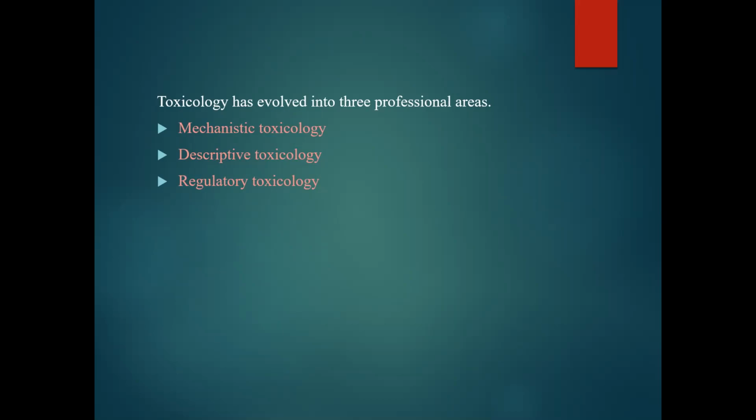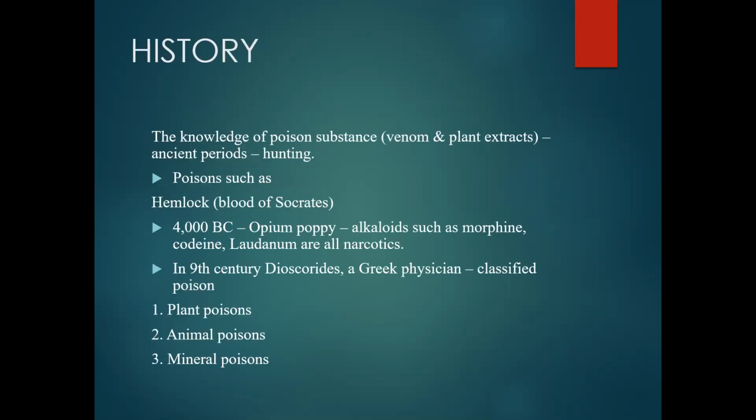Then we have descriptive toxicology. Descriptive toxicology is toxicology testing to provide information for safety assessment and regulatory requirement. So this type of toxicology basically provides information so that safety testing is done and the regulatory requirement of the toxic substance is met. Now we have regulatory toxicology. It deals with the risk assessment based on the data that is generated by the descriptive as well as the mechanistic toxicity studies.